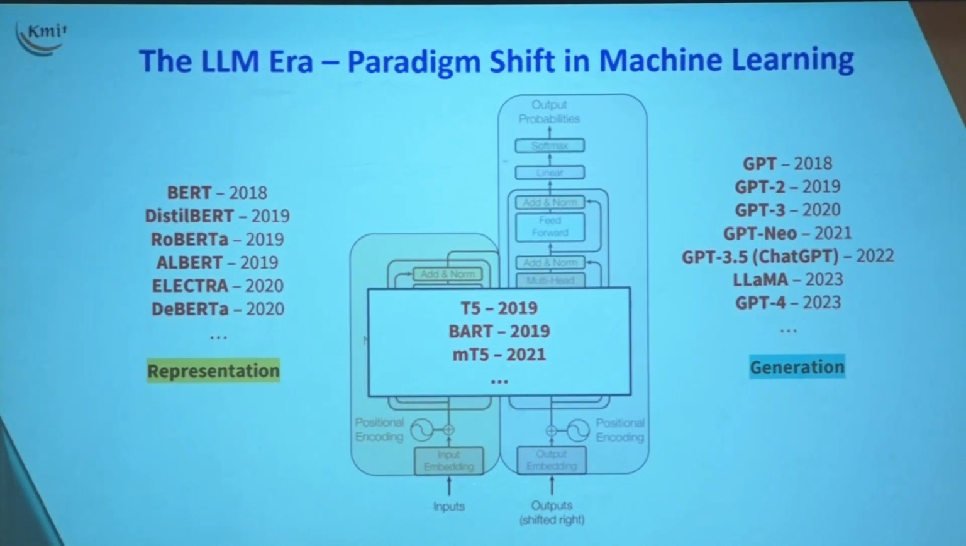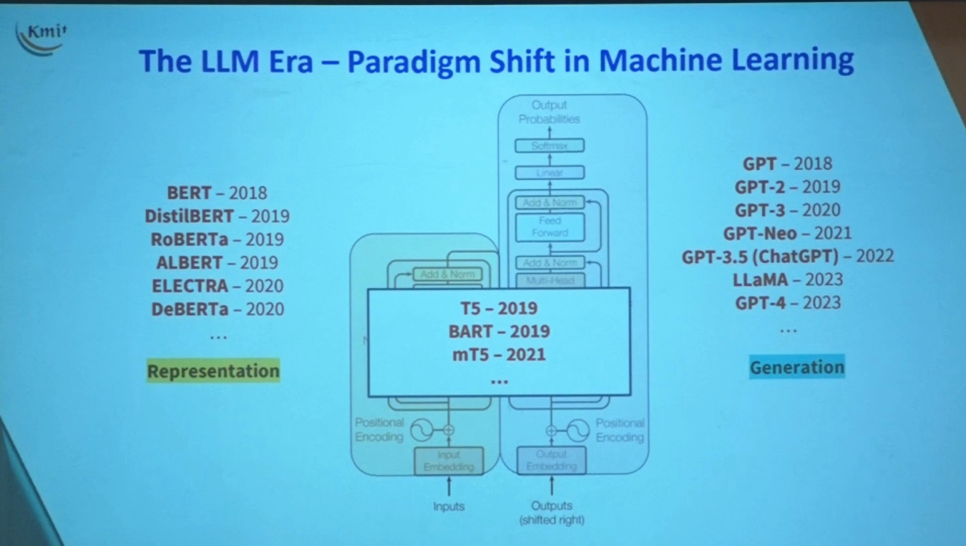ALBERT is a light BERT, a mini version of the BERT model. And then ELECTRA, DeBERTa, so many different representations. Same model, different representation. This is one section. When you see on the right, we have different generations.